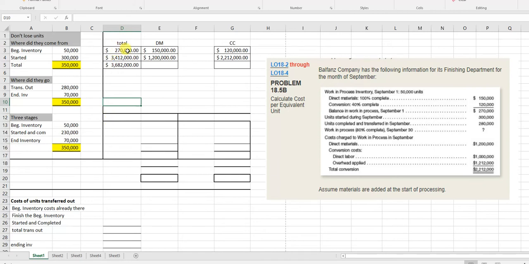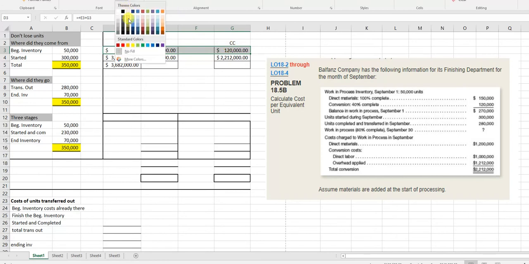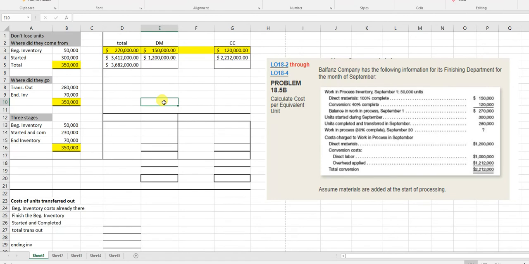So I'm going to take these numbers right here and I'm going to set them aside. I'll highlight them so I don't finish them. I'm going to set them aside because I know I finished beginning inventory and I transferred it out. So actually I could go ahead and put those costs right down here, because those were costs transferred out. So I know I've at least transferred out $270,000 worth of costs.